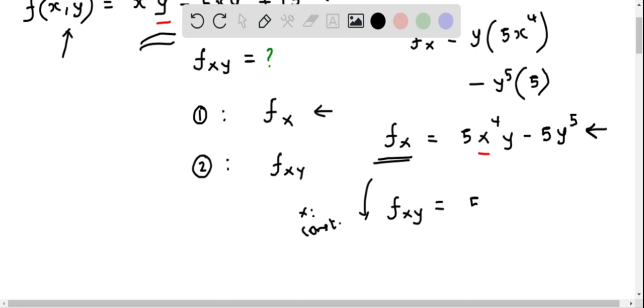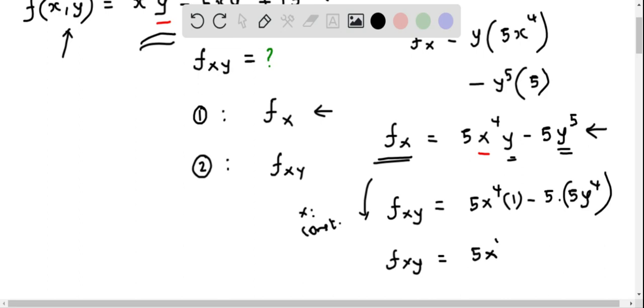We can consider this 5x^4 as a constant, and differentiation of y is just 1, minus 5 times the differentiation of y^5, which is 5y^4 when we apply the power rule. Let's simplify this. Therefore we get f_xy equals 5x^4 minus 5 times 5, which is 25, so it is 25y^4. So this is the expression for f_xy.